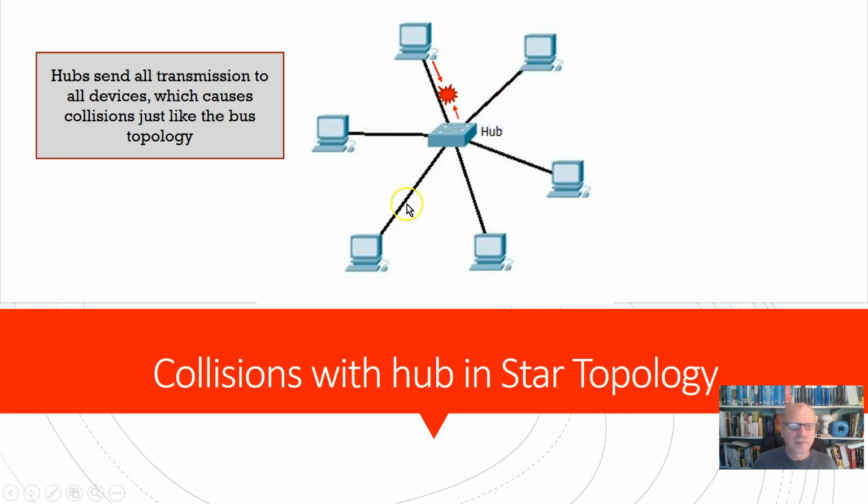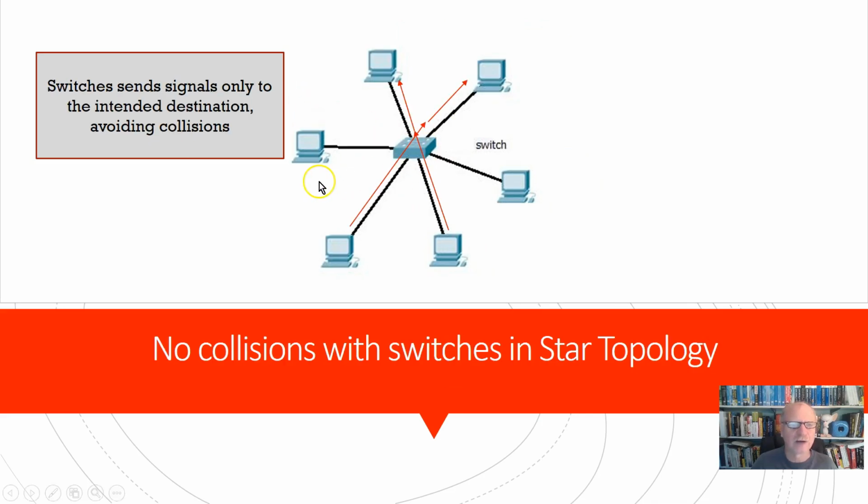With the star topology, we may still have collisions. If we're using a hub here, and in this case I'm using a hub, hubs send transmissions to all devices. So if this computer starts talking and it goes across this hub, every other computer gets that signal, not just the one that is intended. But if I've got a signal coming back the other way, this guy's talking at the same time, boom, you've got a collision. We have the same problem we had with a bus topology. So that's only if we use a hub for the central device.